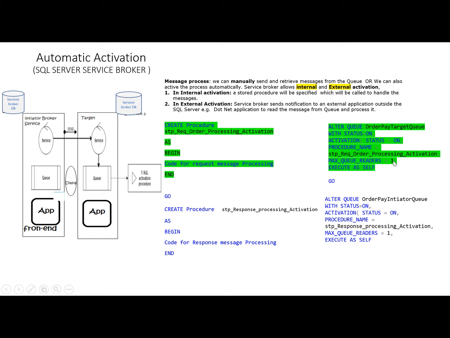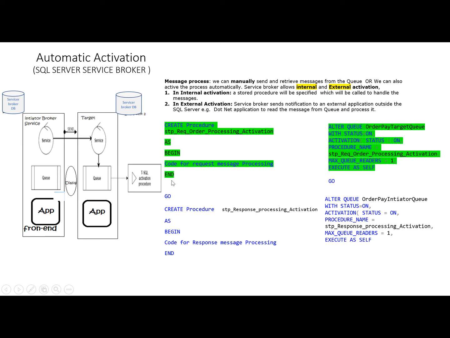Here I can mention any number, 10, 100. It will be used for parallel processing. For example, in this target queue there is an excess of messages. So multiple instances of this procedure will be called, and it will start the parallel processing.